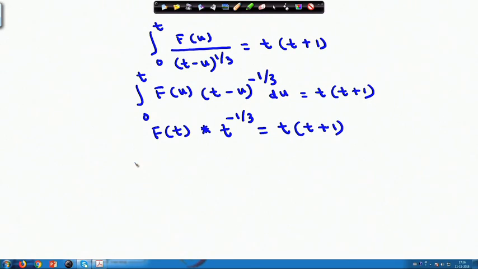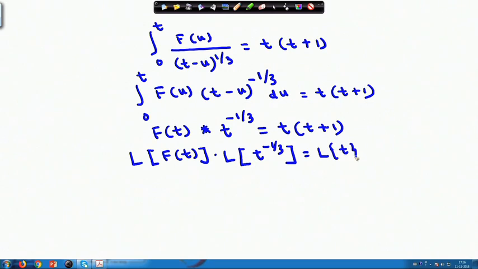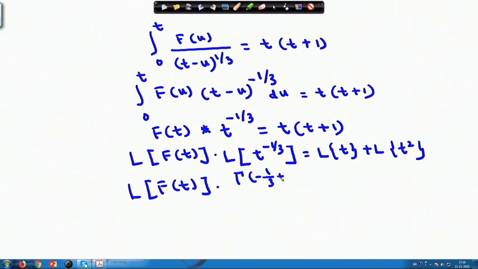Now, take Laplace transform on both sides. If I take Laplace transform on both sides of the given equation, I can write down Laplace transform of t to the power minus 1/3, and this is equal to Laplace transform of t plus Laplace transform of t square. So, I can say that Laplace transform of f(t) into Laplace transform of t to the power minus 1/3 will be gamma(-1/3 + 1) divided by s to the power (-1/3 + 1).